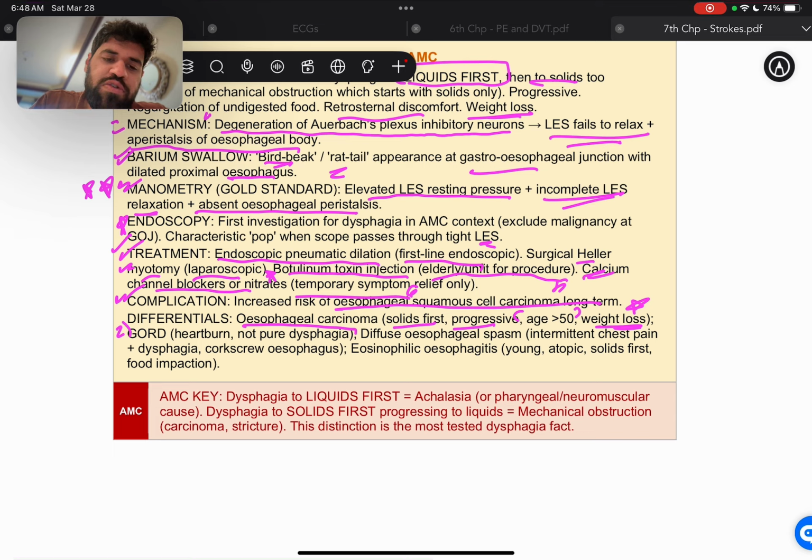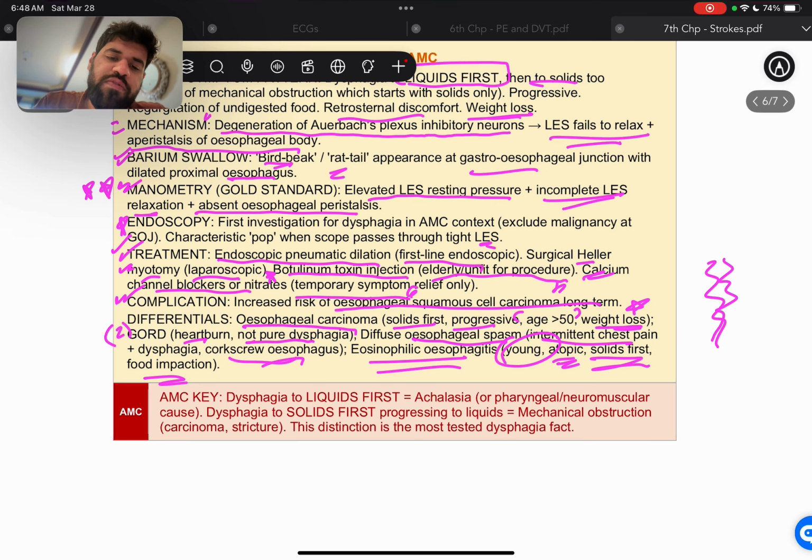Then another differential should be GERD, where there's heartburn but not pure dysphagia. Then diffuse esophageal spasm, where there's intermittent chest pain. The whole esophagus is going to contract, and this gives a corkscrew appearance. Right, corkscrew esophagus. Then eosinophilic esophagitis. In this, we have young patients with atopy first, and then solid-first dysphagia with food impaction.